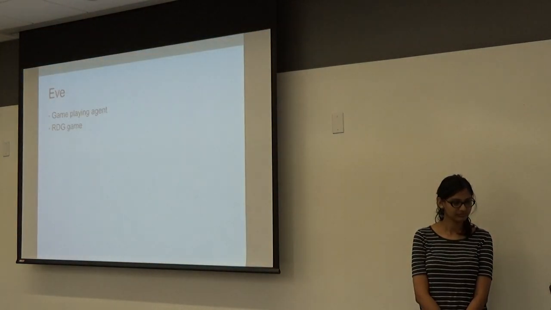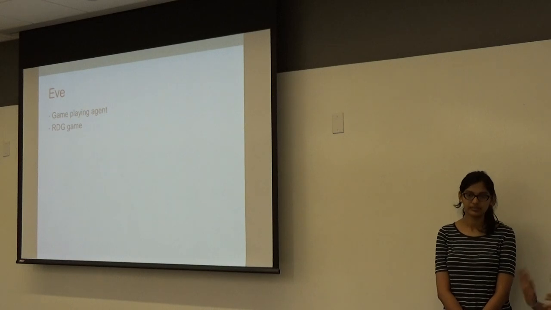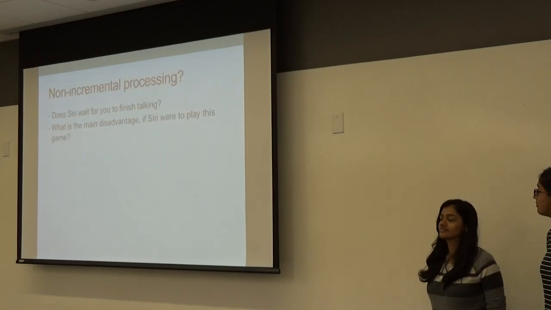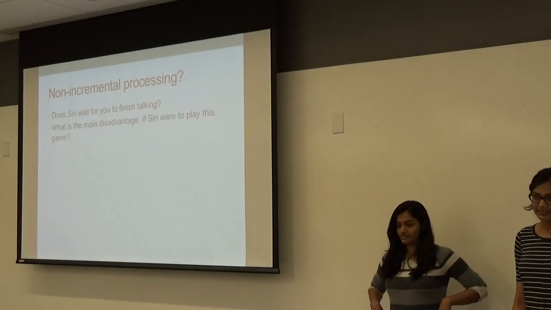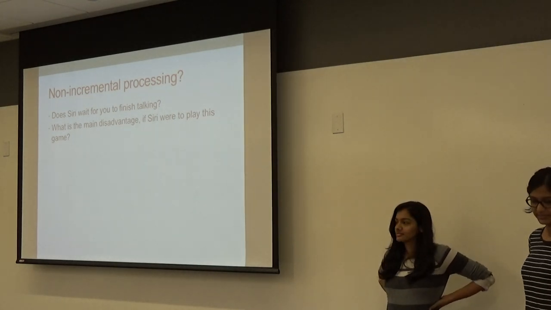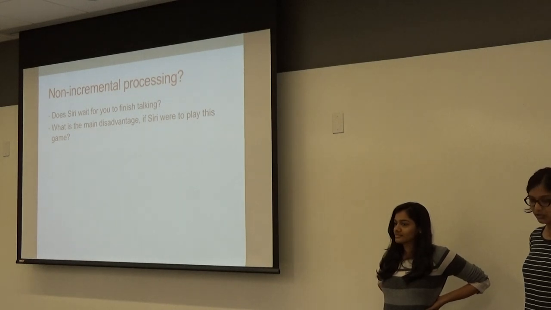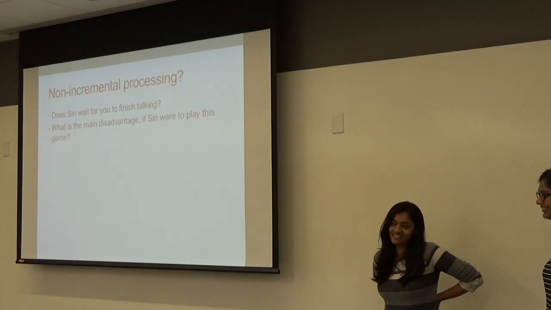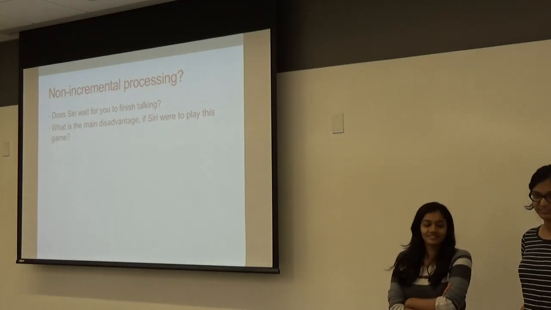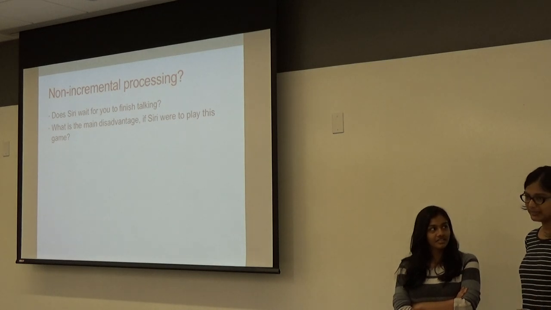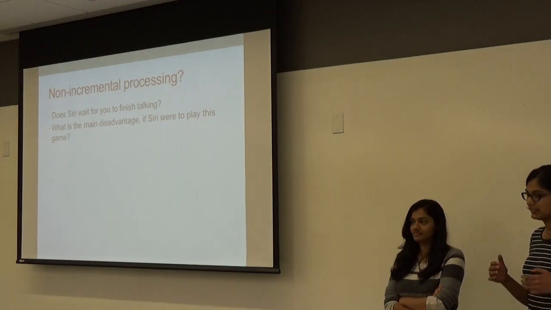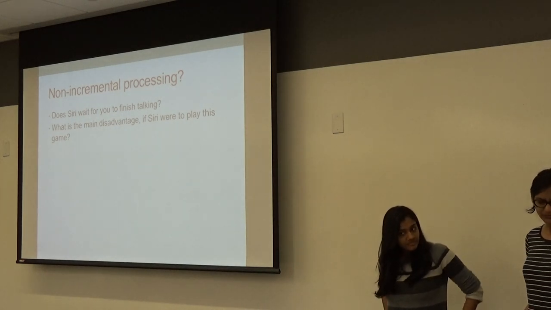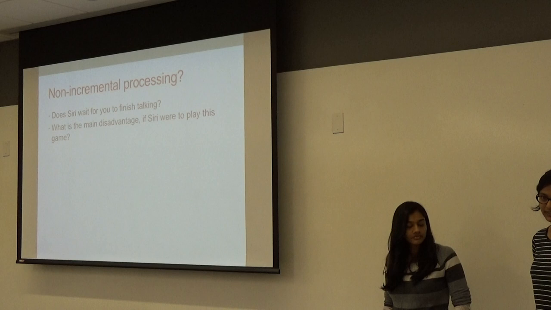Like I said, they implement something called incremental processing, right? So let's look at what that is. Before we talk about incremental processing, let's see what non-incremental processing is. Let's talk about a typical system, say Siri. Does Siri wait for you to finish talking, or does she interrupt while you're talking? She's definitely polite, right? She waits, yeah. Exactly. She waits for you to finish talking, and once the user completes talking, it processes it and then converts the input speech to text and then understands it and then it responds appropriately. So this is non-incremental processing.